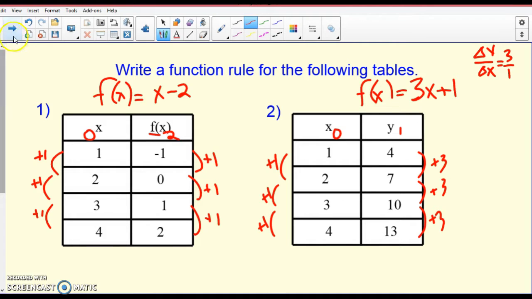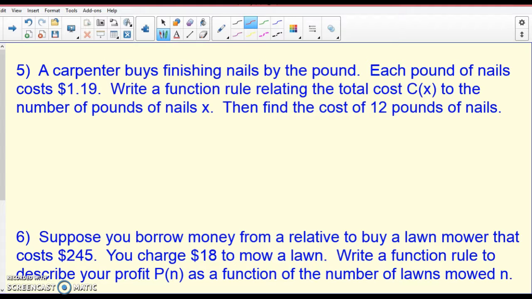All right. A carpenter buys finishing nails by the pound. Each pound of nails costs $1.19. Write a function rule relating the total cost C of x to the number of pounds of nails x. Who can give me the function rule for that situation? Give me the function rule. What are they? 1.19 per pound. This is not difficult.